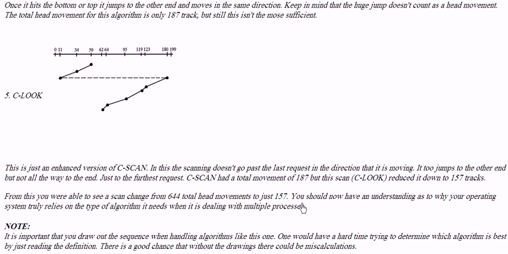So you should know now that we have an understanding of why the operating system relies on the type of algorithm depending on the requirements, right? So when it's dealing with multiple processes. A final note here: it is important that you draw out the sequence when you're handling algorithms like this one, because you have a visual representation, you can see everything and how it's going. One would have a hard time determining which algorithm is the best by just reading the definition. Without the drawing, you would have a lot of miscalculations.